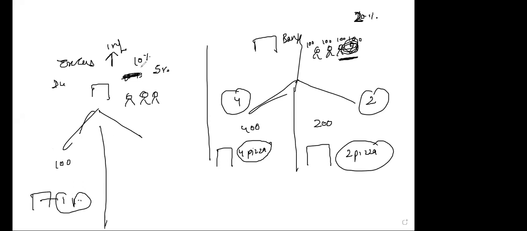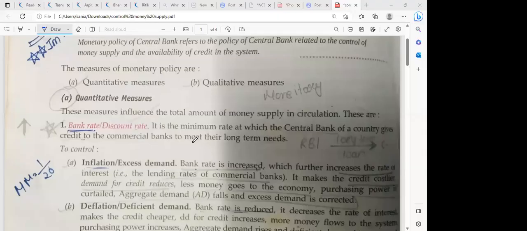But now government decreases the price to 5%. Three people went to take loan, 300 rupees goes to economy, and over here, three pizzas were demanded. Clear? The entire story is clear to you both? Yes, ma'am. Now, over here, we left 8 lines, 4 and 4 and 1 in middle.